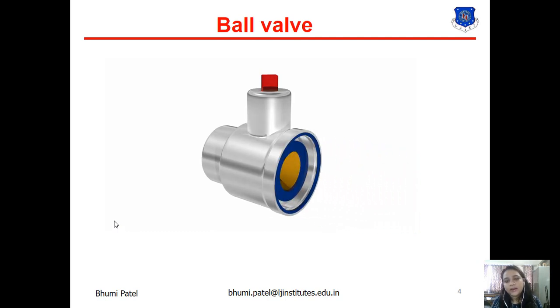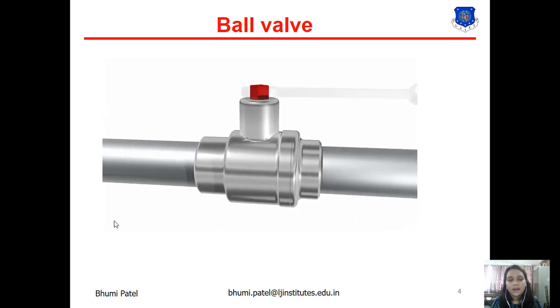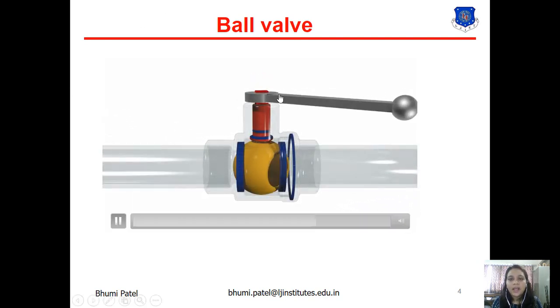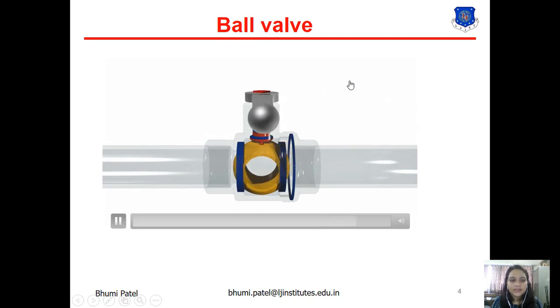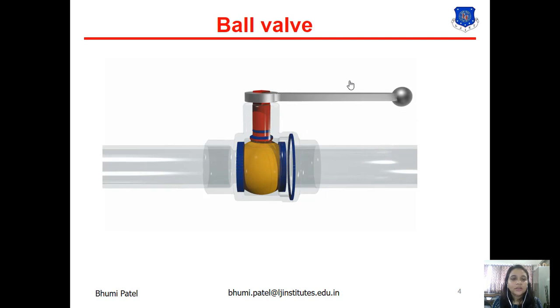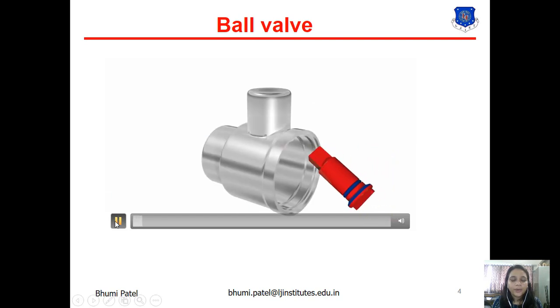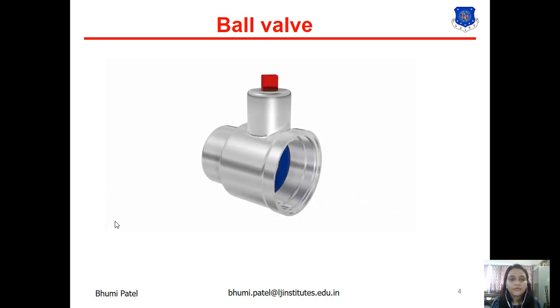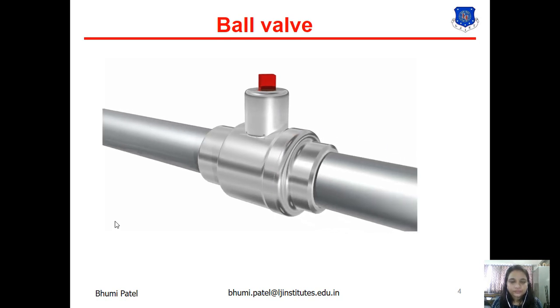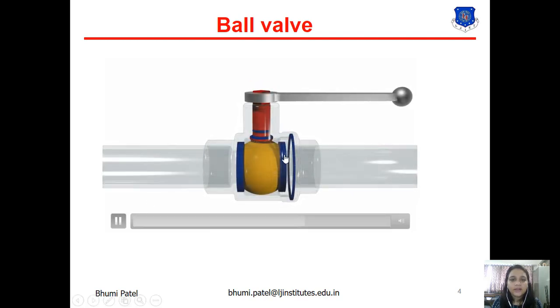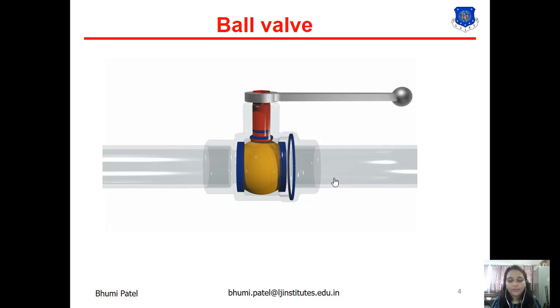The yellow ball is connected, and this is the seat ring and the valve body, and this is the actuator or the controlling device. Whenever it is open, the flow goes from input to output, and whenever it is closed, there is no flow between input and output. So this is the simple construction of the ball valve.